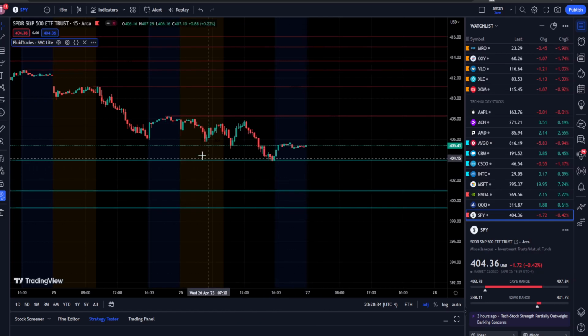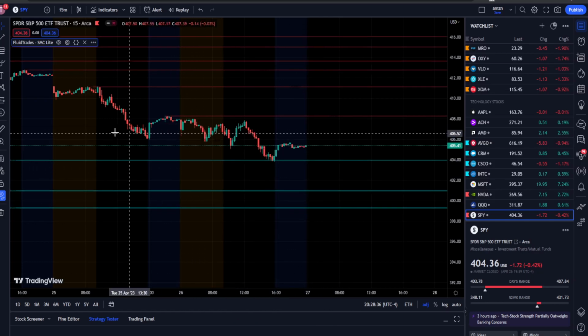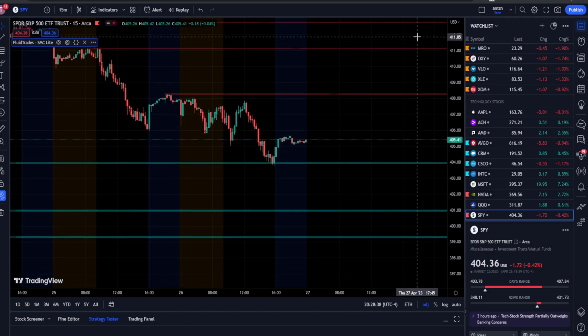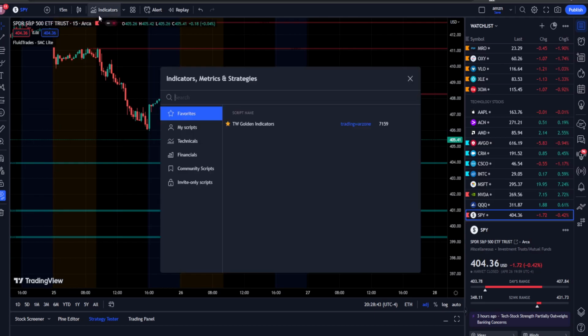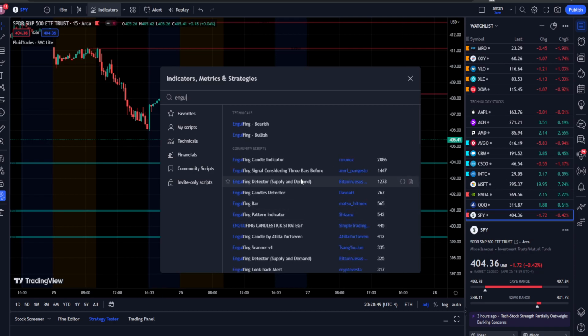Okay, and then look, very easy support resistance, super simple. Next, another indicator you want to use is called the engulfing candles. The engulfing candle indicator is this one right here. Turn that on. I'll show you guys how to use these.